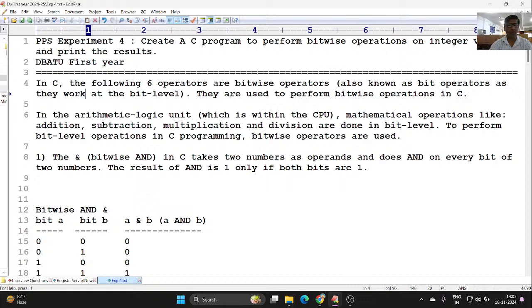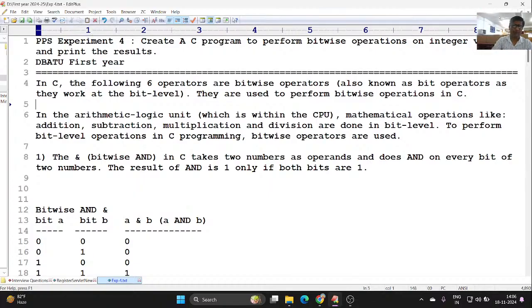The arithmetic logic unit, which is a part of the CPU, central processing unit, performs mathematical operations like addition, subtraction, multiplication, and division, and those operations are done on a bit level. You can call them ones and zeros. So those operations need to be performed with respect to bitwise operations, like bitwise AND, OR, NOT, XOR, complement, left shift, and right shift.